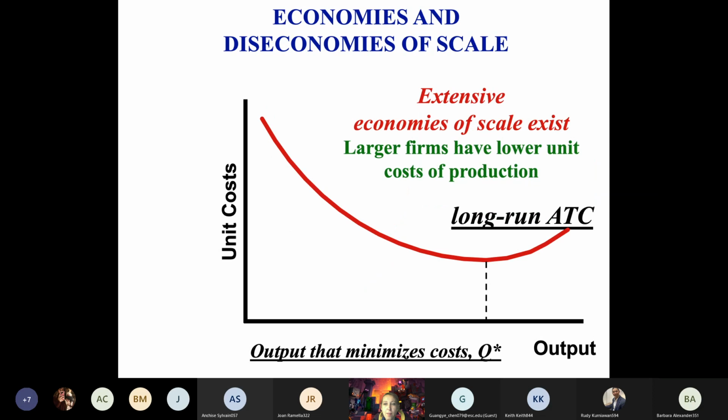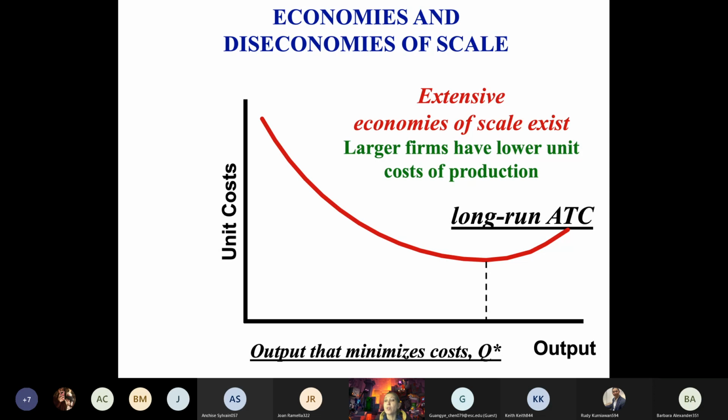And in some industries, the economies of scale persist for a giant range of output. So you increase output until you reach that efficient scale of production, and you pretty much stay there.